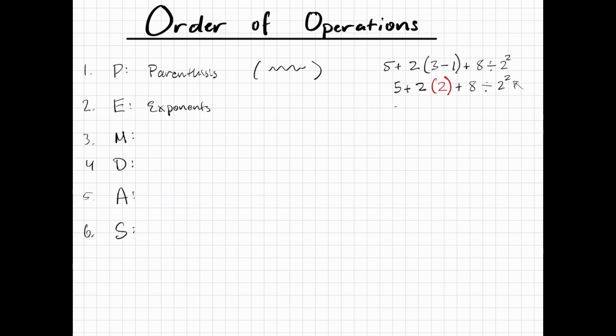So how are we going to simplify that? Well, let's keep everything the same. 5 plus 2 times 2 plus 8 divided by, well, what is 2 squared? This is the thing we have to evaluate. 2 squared is 4. 2 times 2 is 4. So what are we left with? We're just left with 8 divided by 4. So we've evaluated the exponents now. We did the parentheses first, and now we've evaluated the exponents.